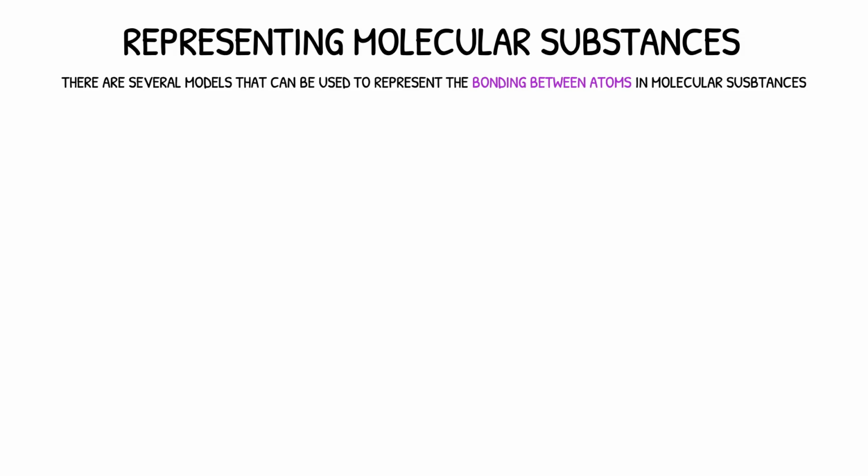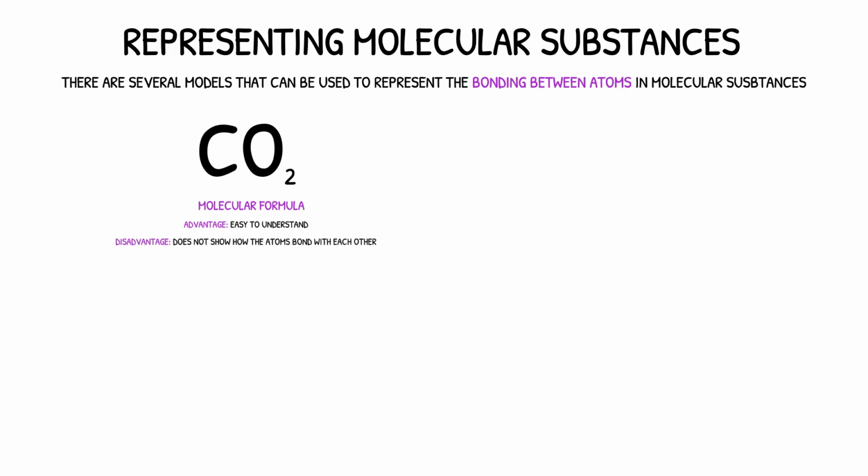There are several models that can be used to represent the bonding between atoms and molecular substances. Each of these models are preferred for different reasons, as they each have their own advantages and disadvantages. The first of these models is the molecular formula. This model uses element symbols and subscript numbers to represent the bonding in a substance. An advantage of this model is that it's easy to understand. A disadvantage is that it does not give any detail as to how the atoms interact and form bonds with each other.